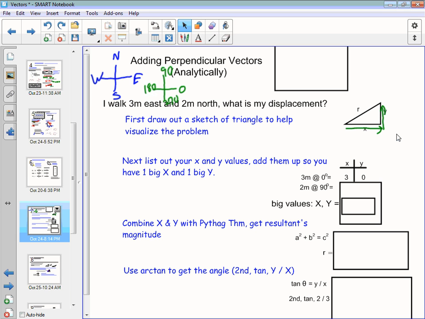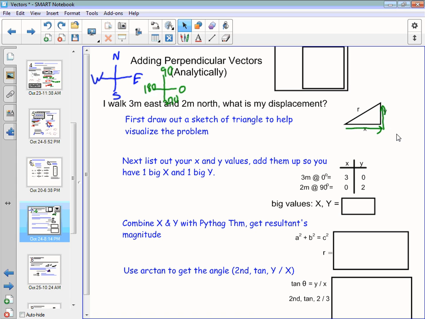Then I'd say, okay, 2 meters at 90 degrees. Well, 90 degrees is on the y-axis. So that'd be like saying, what's my y component? Positive 2. What's my x component going to be? 0. So there I go. If I had more vectors, I could just keep adding those on as well. And we'll do examples of that, but later.